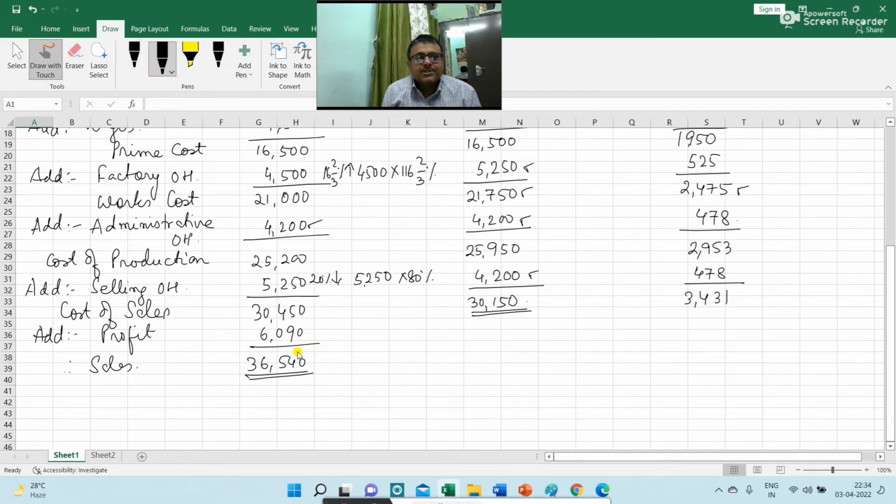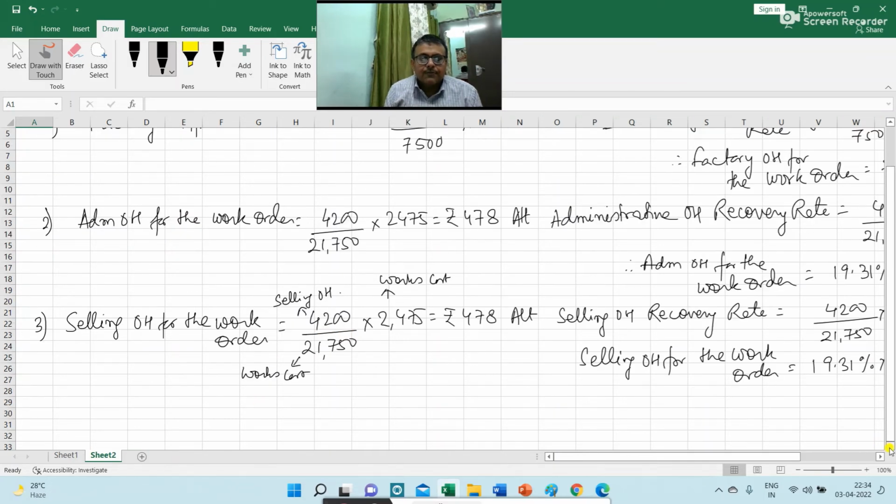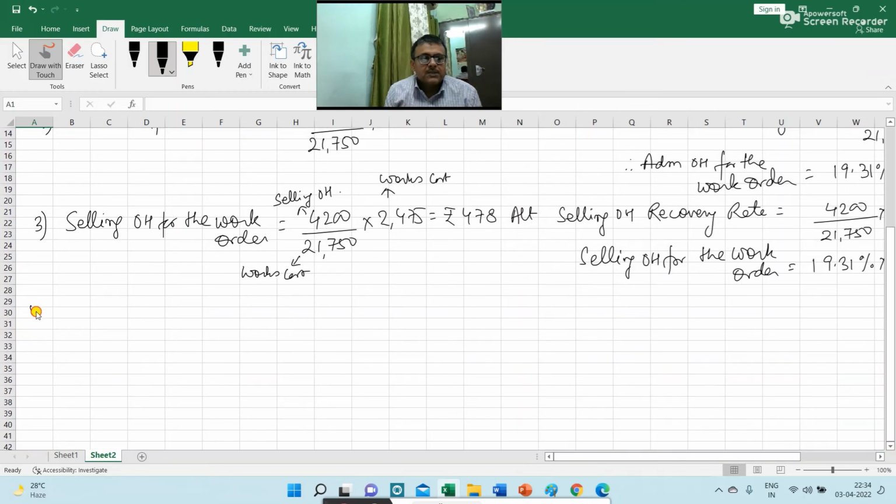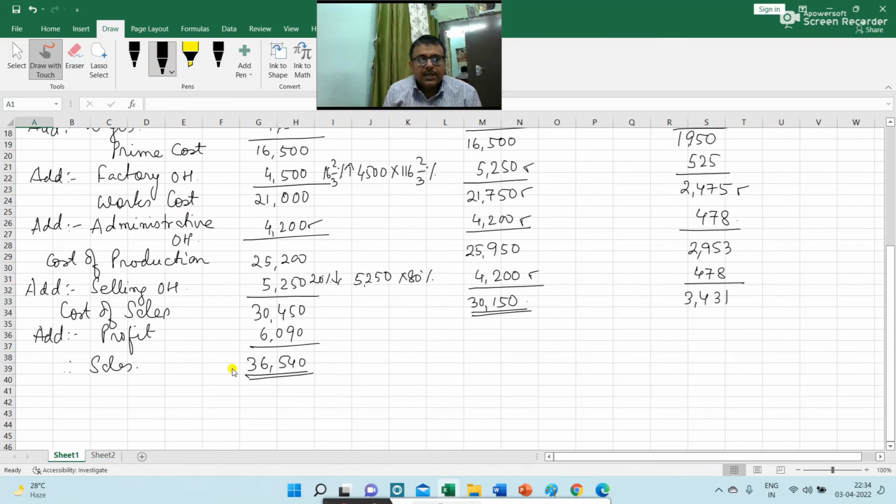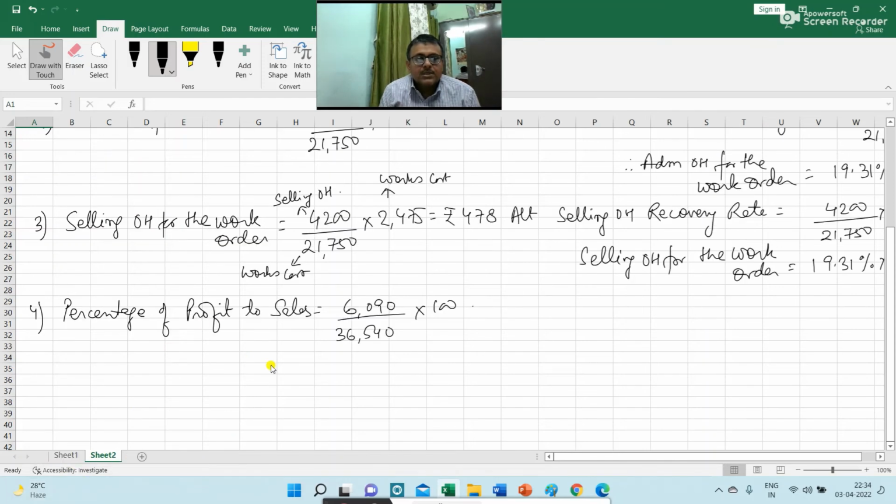So what is the percentage of profit to sales? Here the fourth working we will be doing here, that is percentage of profit to sales. So 6090 divided by 36,540 into 100. 6090 is the amount of profit that you have earned in 2020, and 36,540 is the amount of sales of 2020 at original cost. So what is the percentage? You will get 16 2/3%.